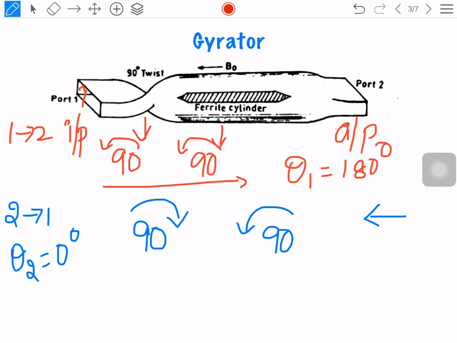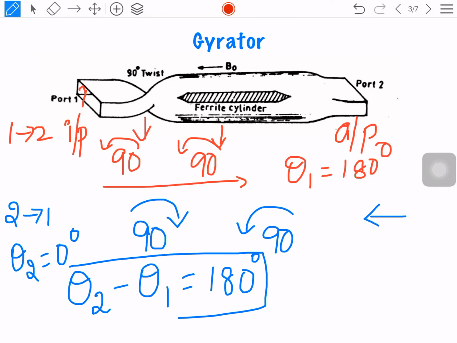Now according to the definition, any device which is going to provide a 180 degrees phase shift difference for the transmission from 1 to 2 or 2 to 1 is called the gyrator. This is how a gyrator works and how it provides a relative phase difference of 180 degrees for the propagation from 1 to 2 and 2 to 1.